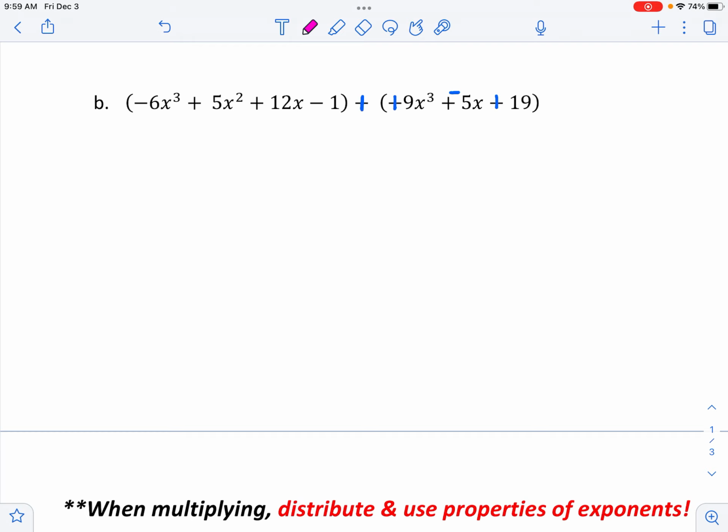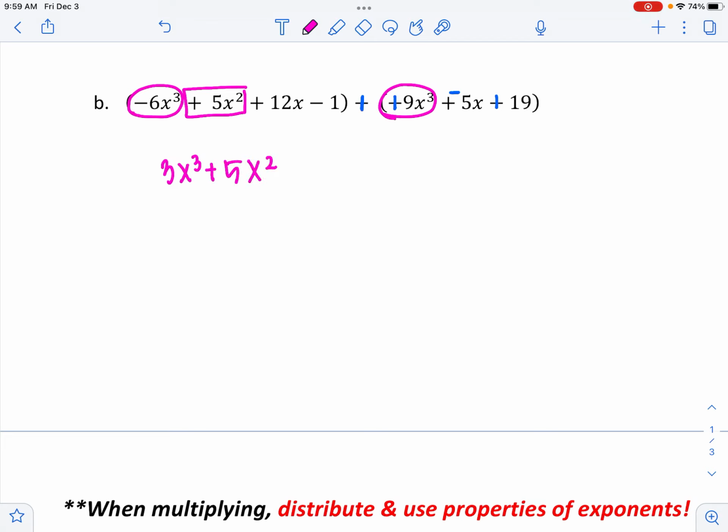Highest degree is a third power, so this is going to be a cubic function. This is a third power, and this is a third power. Negative 6x cubed and 9x cubed is 3x cubed. Then I'll look for any squares. I have a 5x squared, and that's it. So plus 5x squared.